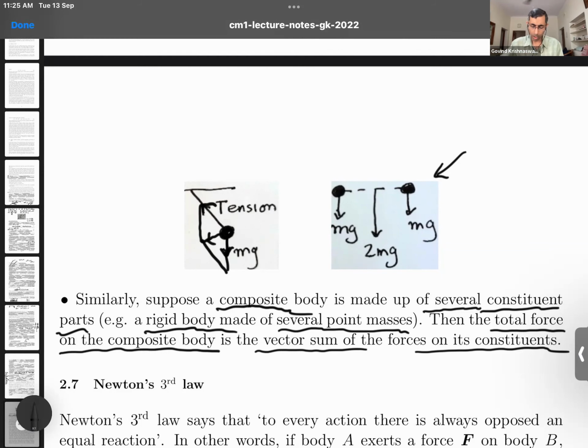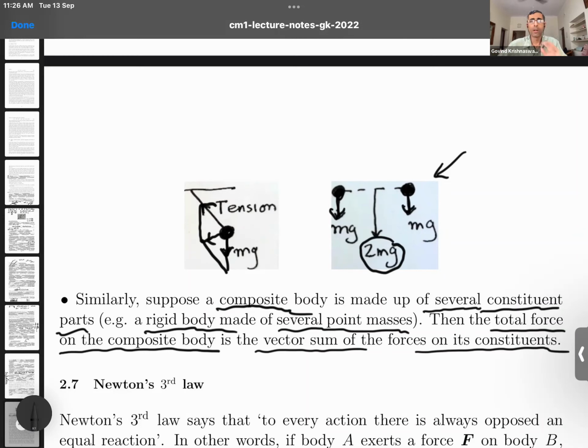If you have a system made of two masses connected by a slender rod, maybe even a very light rod, then the forces due to gravity on the two point masses can be combined to get a force of magnitude 2mg on the total system. Then it may be possible to treat the total system as one composite object, perhaps located at the center of mass and so on. So there are ways to do this kind of thing.